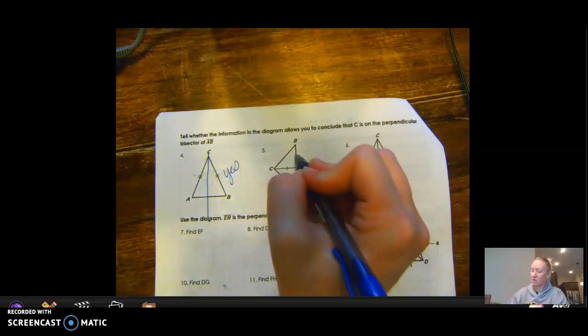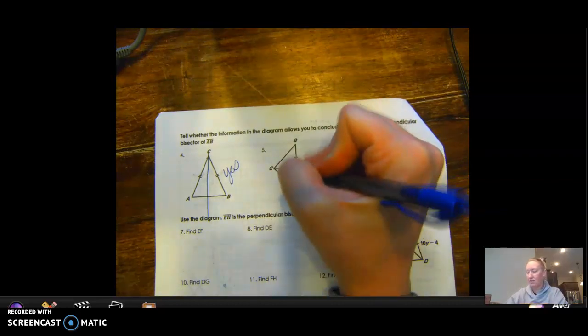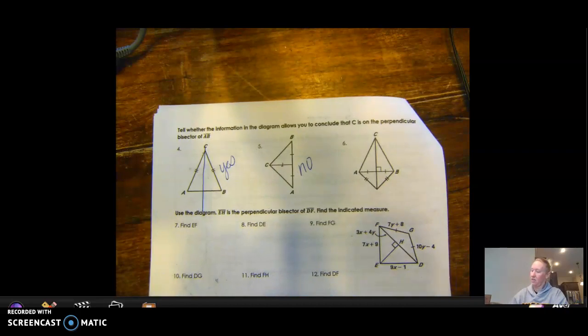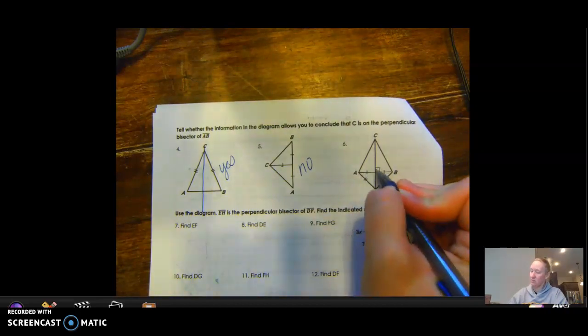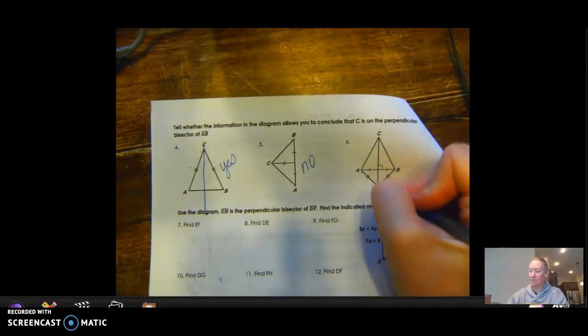This one, we know that this piece equals this piece and this piece, but we don't know if it's 90 degrees. So this would be no. This one, this piece equals this piece at a 90-degree angle. So since this equals this, then we would say yes by the converse.